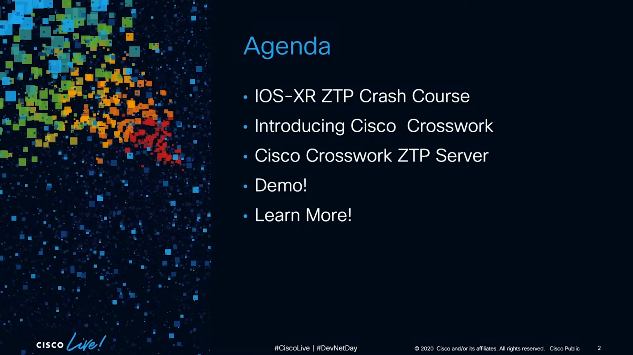But before we get into that, I'll give you a quick lowdown on iOS XR ZTP, a crash course if you may call it, and then go into details of what Cisco Crosswork, particularly the ZTP server capabilities within Cisco Crosswork, have to offer. Of course, we'll take a look at the Crosswork ZTP APIs that allow us to create end-to-end closed-loop automation workflows as part of day zero itself. And then we'll go into the demo topology. And at the end, I'll give you a ton of links that you can go through to understand all of these pieces in a lot more detail than you'll get here.